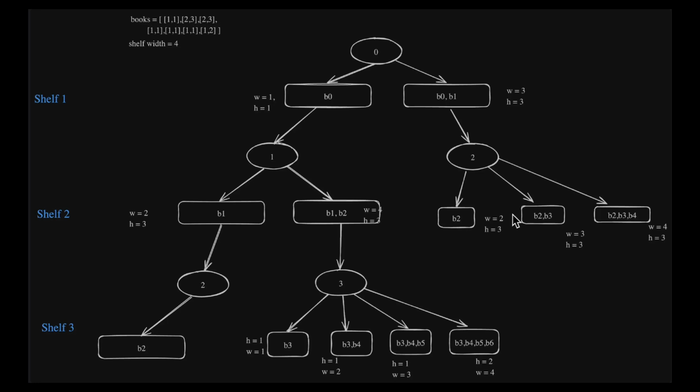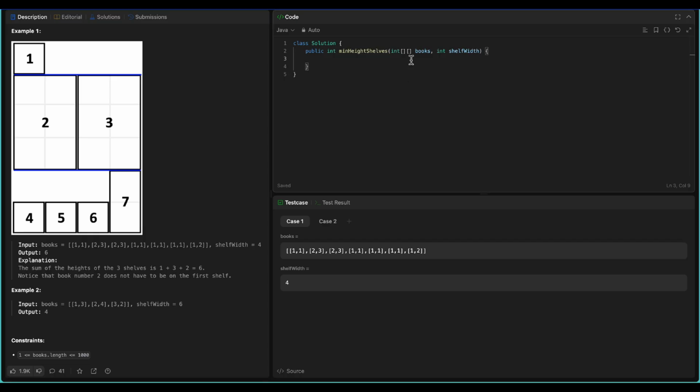And note that there are overlapping subproblems as well. For example, for book B2, we can see that whether we keep the book B2 on shelf 3 or shelf 2, minimum height of the remaining books on the next shelves will be same. So we are solving the same problem again and again. And for this, we can actually use memoization. Now let's jump into the code part. So let's first solve this solution in a recursive way, and then we can introduce memoization.